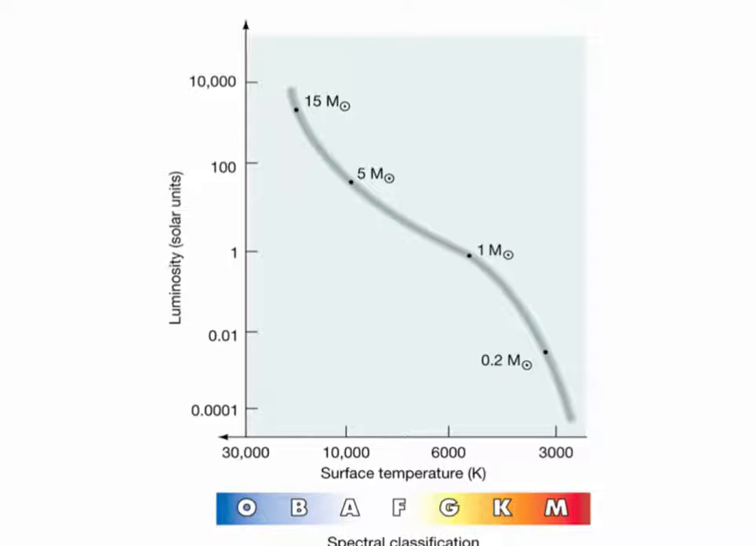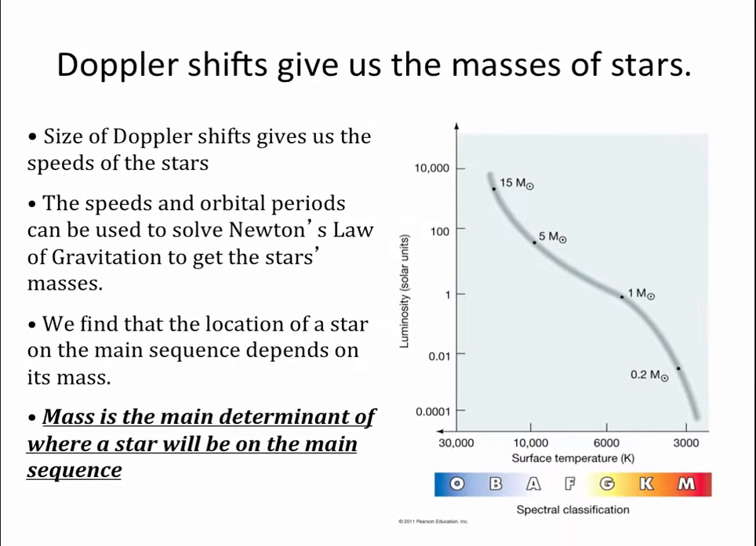A 1.1 solar mass star, or a star that's 10% more massive than the sun, is always brighter than the sun. A 0.9 solar mass star, or a star that's 10% less massive than the sun, is always fainter than the sun. So where we see a star on the main sequence is determined solely by how massive the star is. So here's that critical relationship we were looking for.